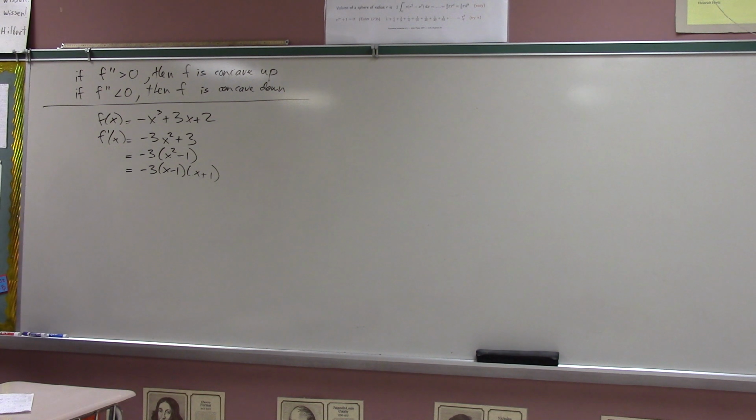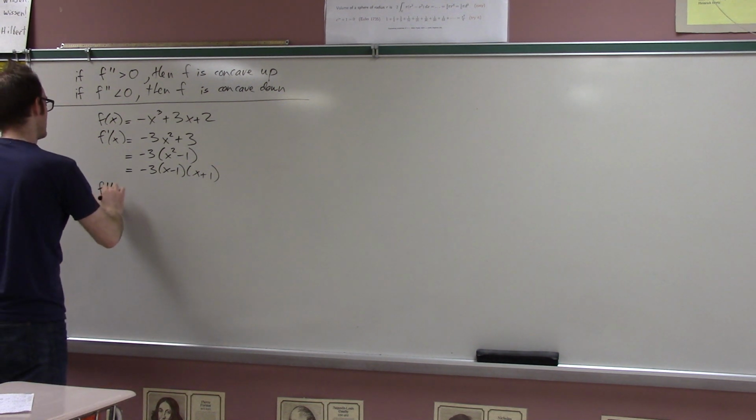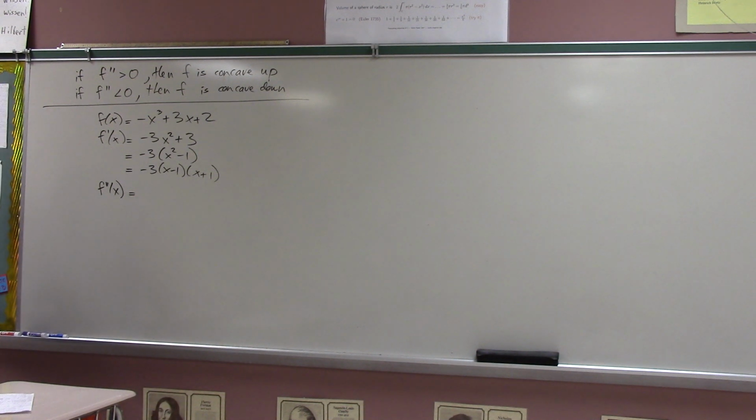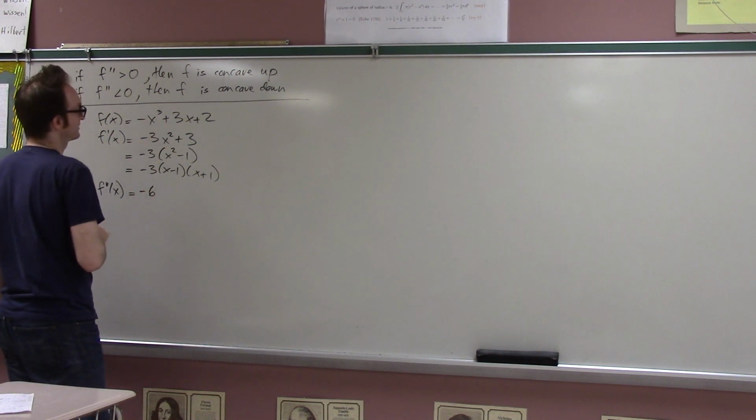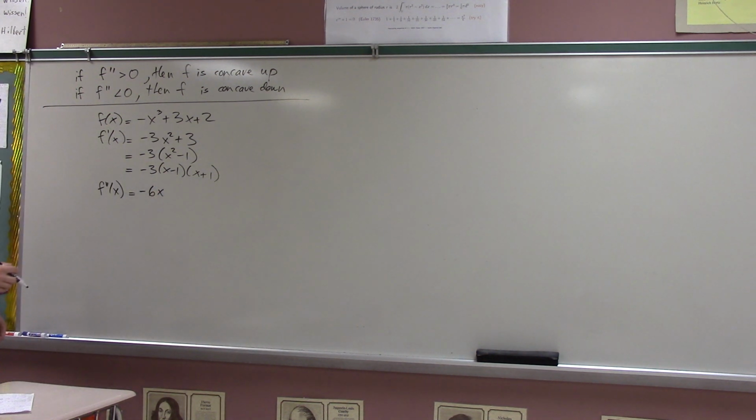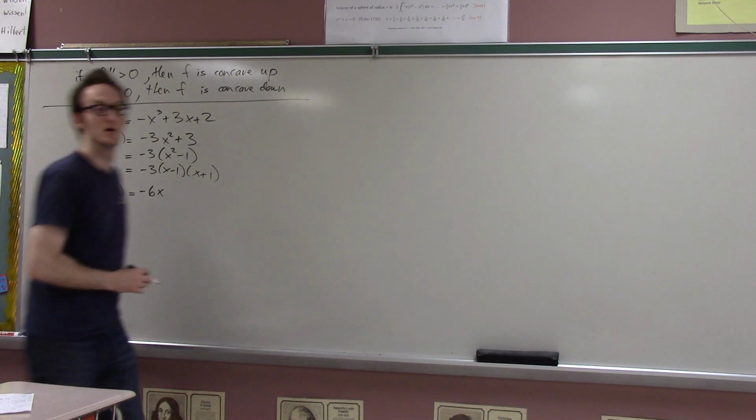Okay. While I'm at it, I'm going to take the second derivative. And what is the second derivative of this function? Well, now I'll go back to the most derivative-friendly form, which is this one right here. This turns out to be negative 6x. That's it, just negative 6x. Okay, cool. Okay, that's probably good enough for now.